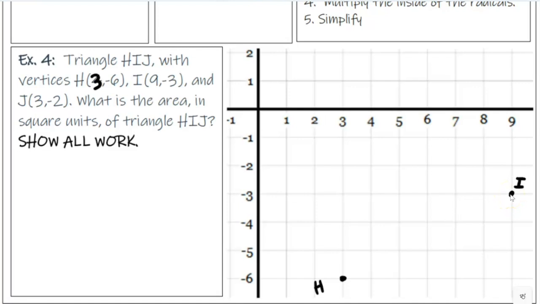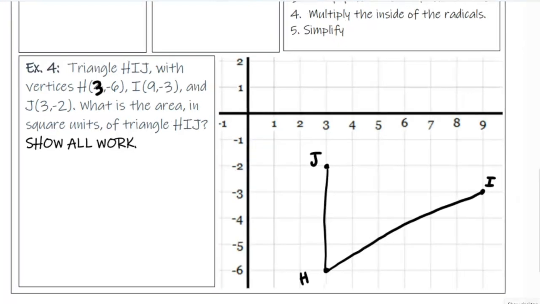So 2 coordinates make a point. And then finally 3 on the X and -2 on the Y. That is going to bring us to point J. All right, do your very best to just connect it as straight as you can. You can see I'm not that great at it either.